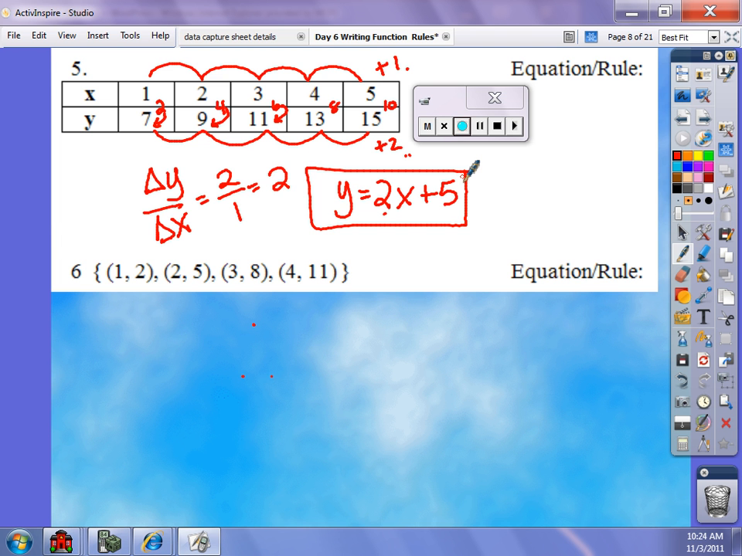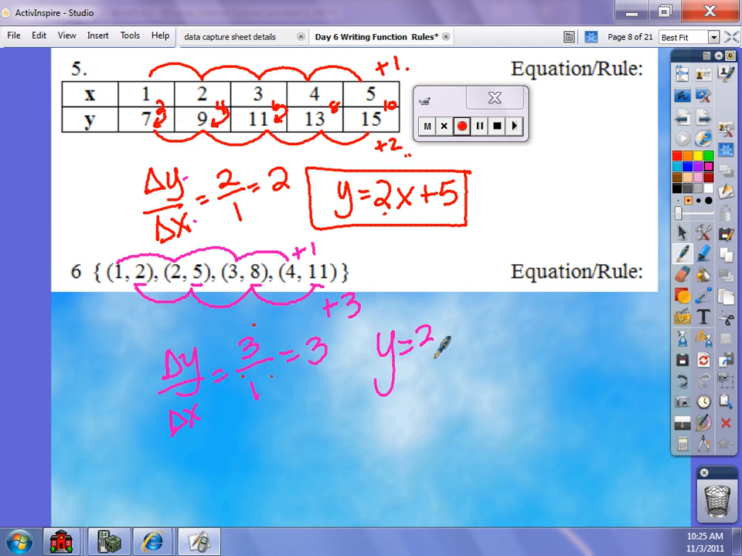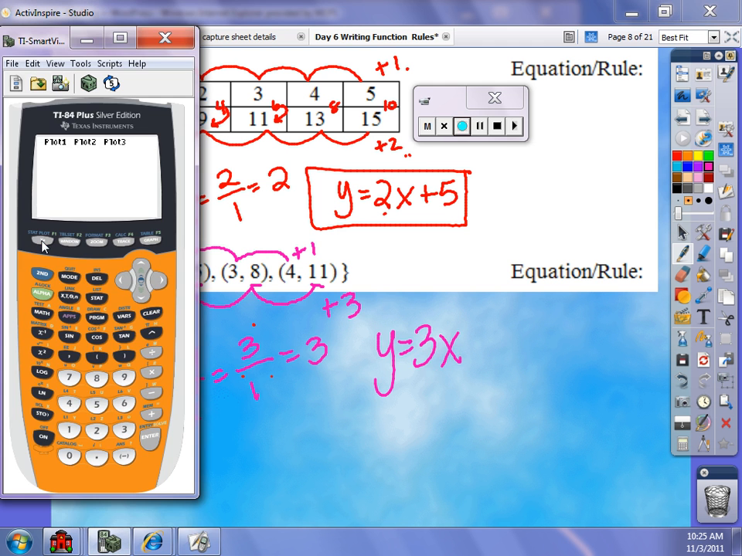All right, the next one, we're going to find the change of y and the change of x. So let's look at our y values. Let me underline them. 2, 5, 8, 11. These guys are changing by 3. So my y's are changing by 3. Let's check the x values. Okay, they're just going up by 1 every time. 3 divided by 1 is 3. So we're going to start by multiplying the rate of change by x. And we're going to test this in our calculator and see if it works.